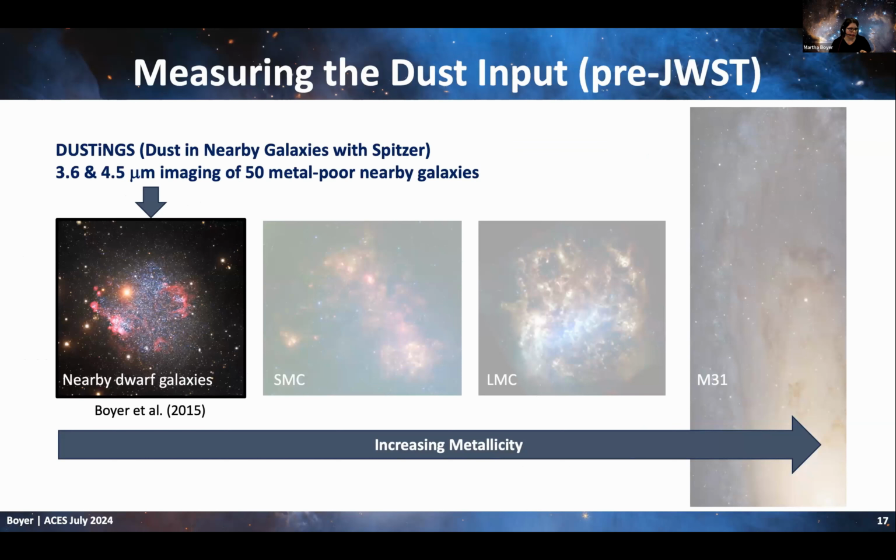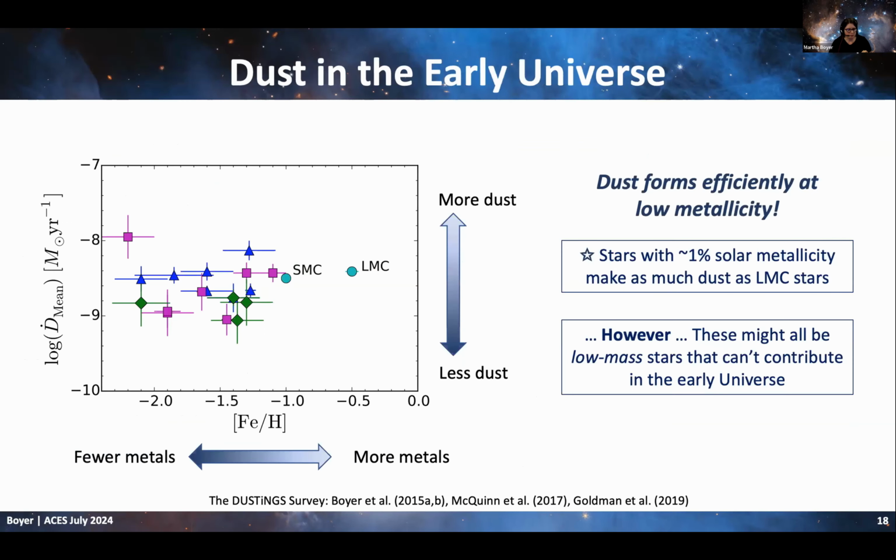And then when you go to even lower metallicity, you can look at the DUSTiNGS survey, which stands for DUST in Nearby Galaxies with Spitzer. And this is not nearly as much data. It's really only 3.6 and 4.5 microns with Spitzer because they're far away, so it's hard to get good data. But you find that when you plot the average dust production of the stars based on that color as a function of metallicity, you find basically a scatter plot.